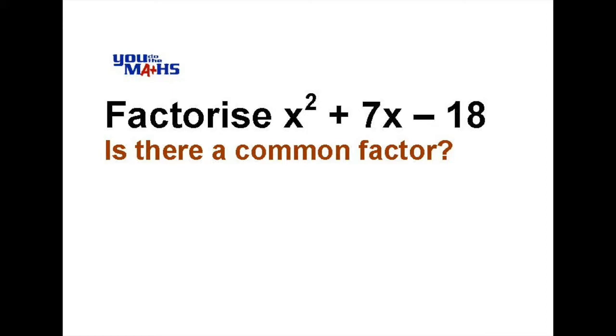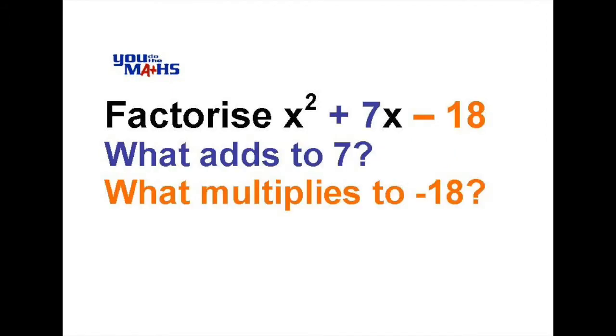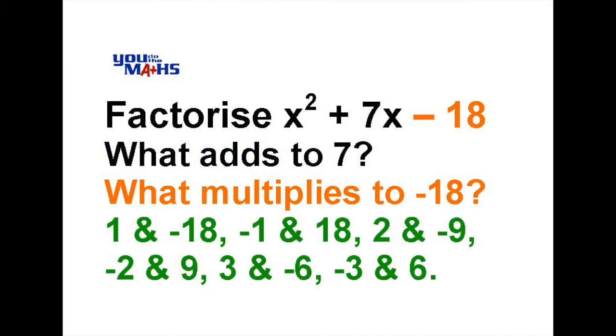In this case, we look at the middle coefficient, or the coefficient of the x, and we also look at the number or the constant by itself and ask what adds to 7 and what multiplies to negative 18. Now, first of all, it's probably easy to look at the numbers that multiply to them, in this case, negative 18. Now, you can go through and check a list.